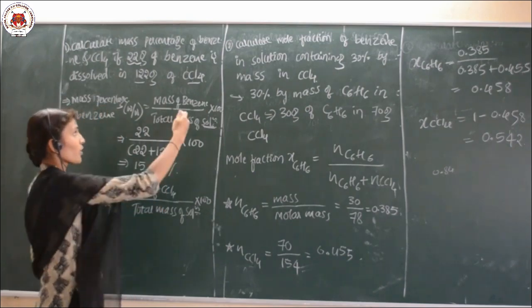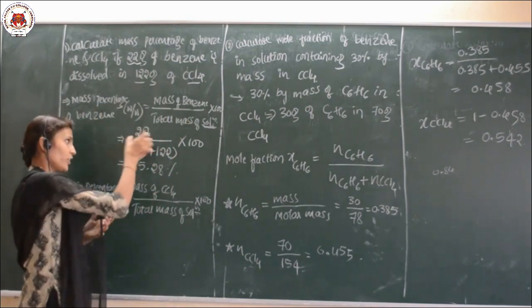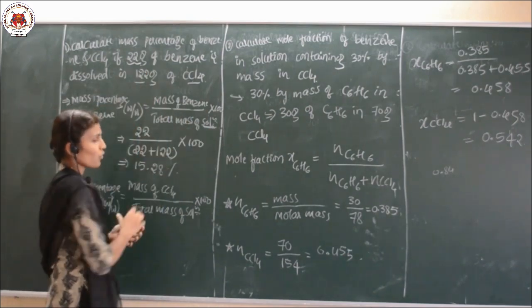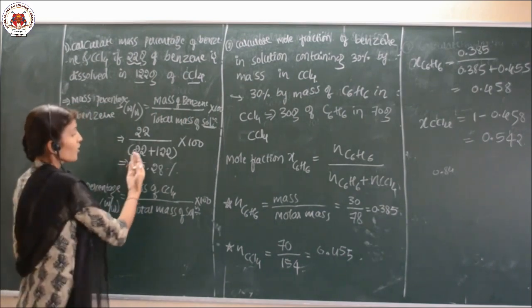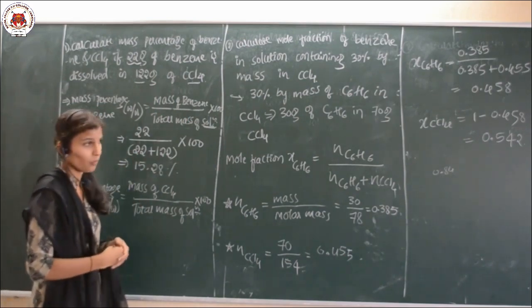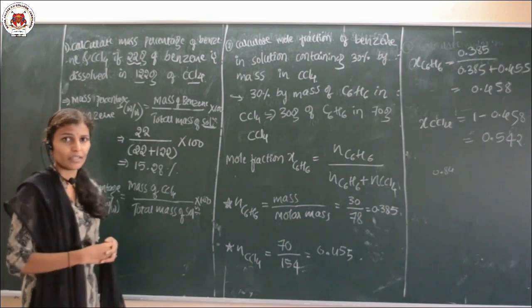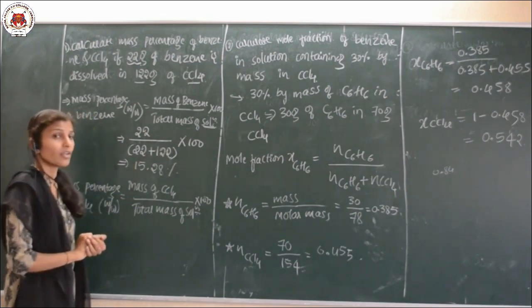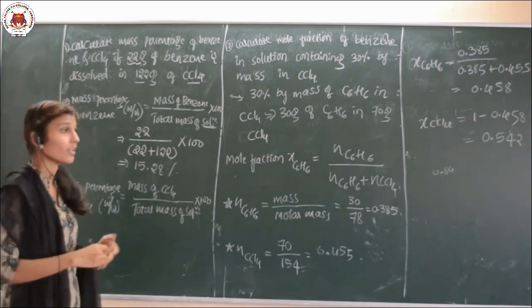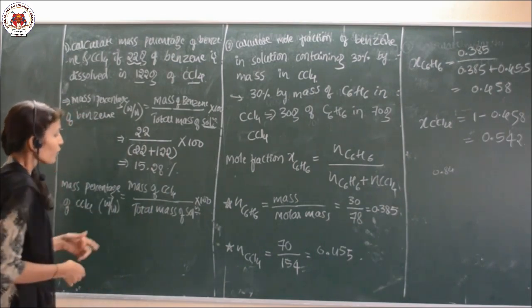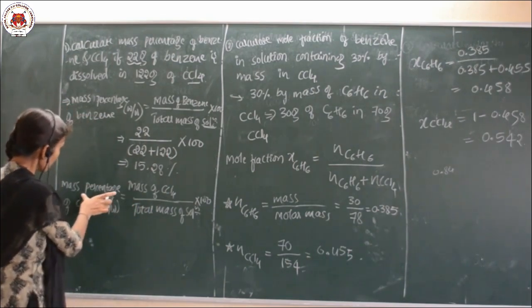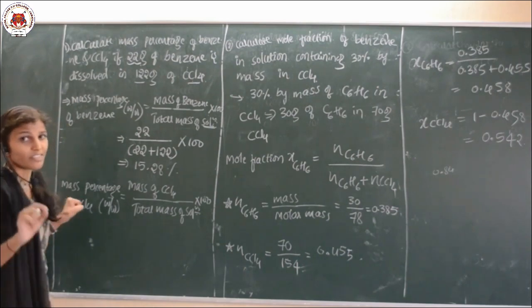The mass of the benzene they have given is 22, and the total mass of the solution that we are calculating is 22 plus 122. If we go on calculating this, you are going to get 15.28%. Next we are going to find out the mass percentage of the CCl4.